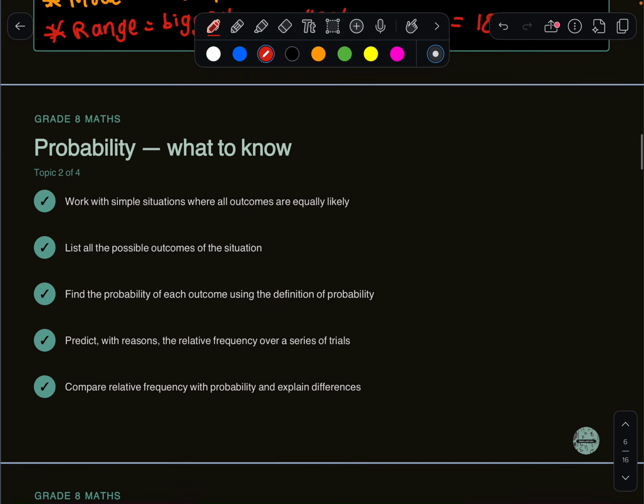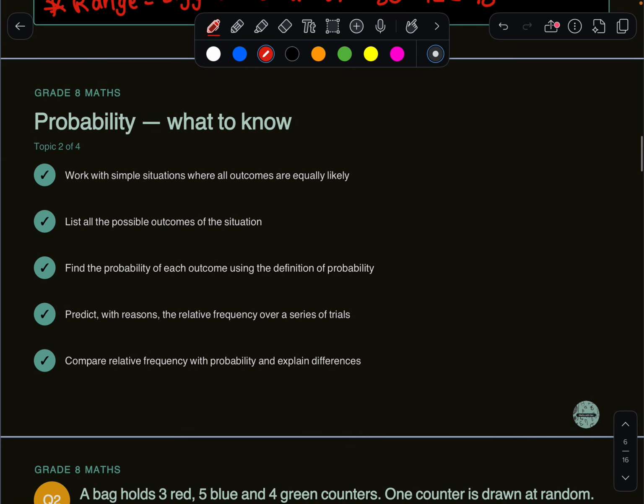We're also looking at probability this term. So looking at simple situations where outcomes are equally likely. If you throw a coin, you have half a chance of getting heads, half a chance of getting tails. Or if you throw a die, you have a sixth of a chance of getting 1, 2, 3, 4, 5, 6.